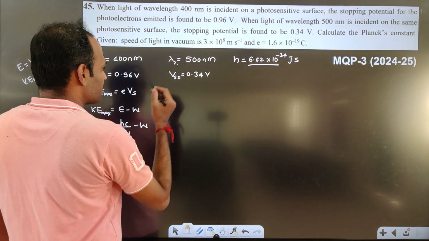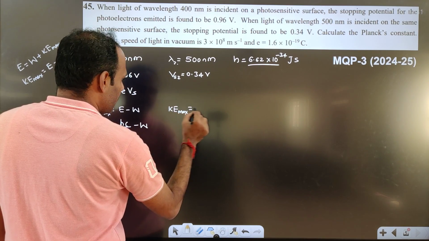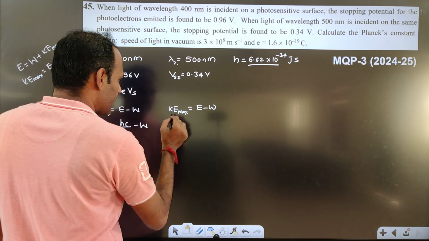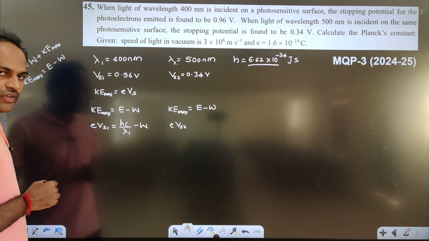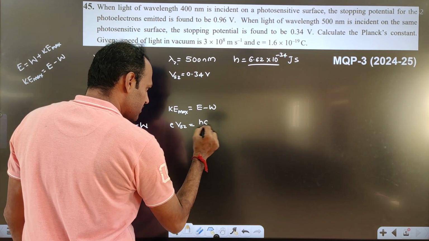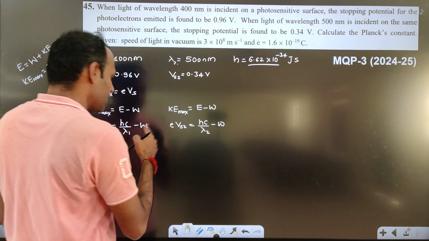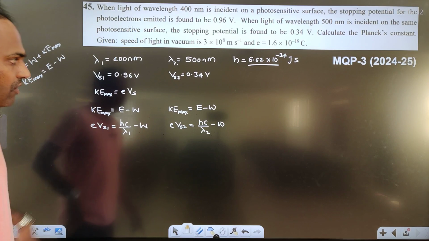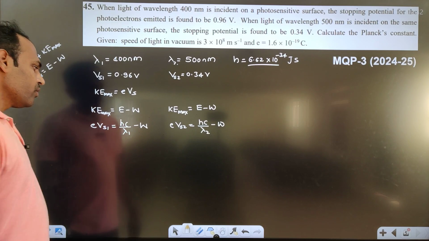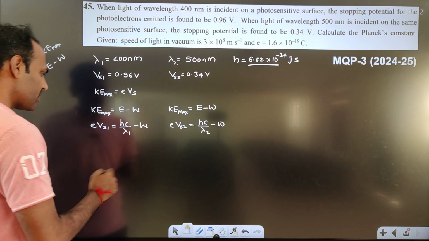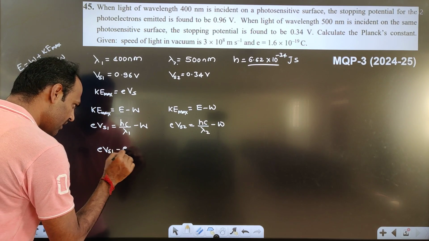Apply the same formula for the second set. Ke max is equal to E minus W. Here I take Ke max as E into Vs2, just as it was E into Vs1 before. Energy is hc divided by lambda 2. This time the wavelength is different, but the work function is not different. We should not take W1 and W2; we must take W in both places, because we have not changed the metal. Okay, now we will subtract both the equations. If we subtract, we will get E Vs1 minus E Vs2.